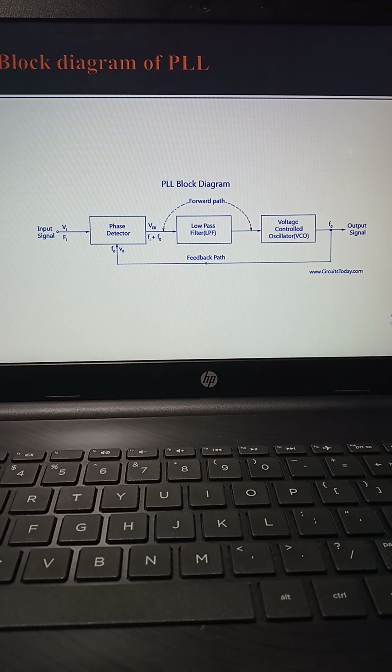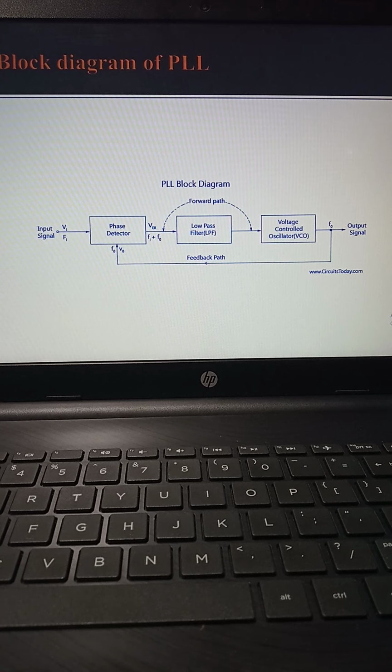The third stage of operation of the voltage control oscillator is phase lock. At this stage, the voltage control oscillator provides F0 equal to Fi and the PLL enters into the phase locked state. F0 equals Fi means that at the phase lock stage the output frequency of the voltage control oscillator is equal to the input frequency. So once the PLL enters the phase lock, the output frequency changes with respect to the input frequency.